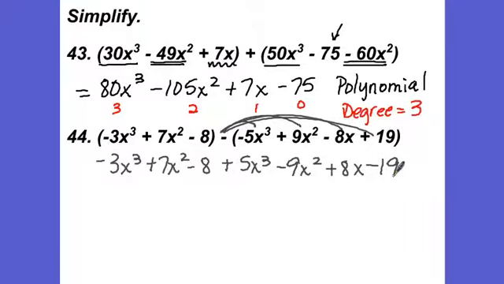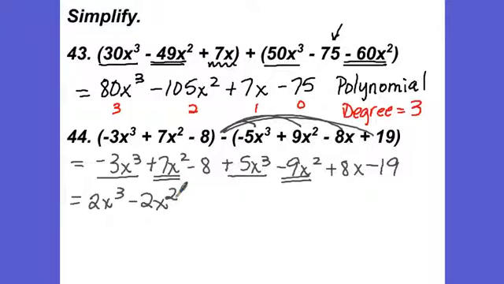So we're going to combine like terms. I'm looking at my cubes. Negative 3x cubed, positive 5x cubed is a positive 2x cubed. Go into the squares. 7x squared, negative 9x squared is negative 2x squared. Then looking at the x's, I have this x right here, and it stands alone, so I don't combine it with anything. And then I have the constant negative 8 and negative 19, which adds up to be negative 27.